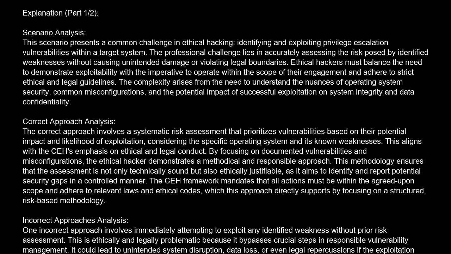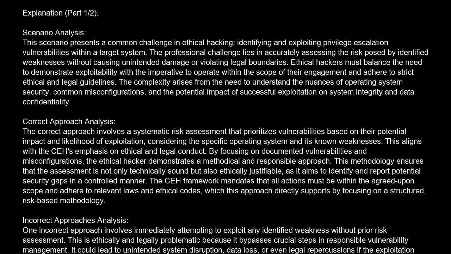The correct answer is C. Conduct a risk assessment to prioritize the identified vulnerabilities based on their potential impact and likelihood of exploitation, focusing on the least intrusive methods first to demonstrate risk without causing system instability.